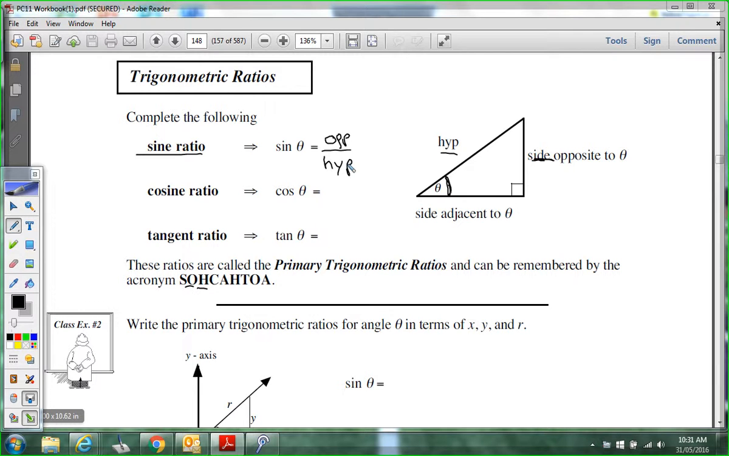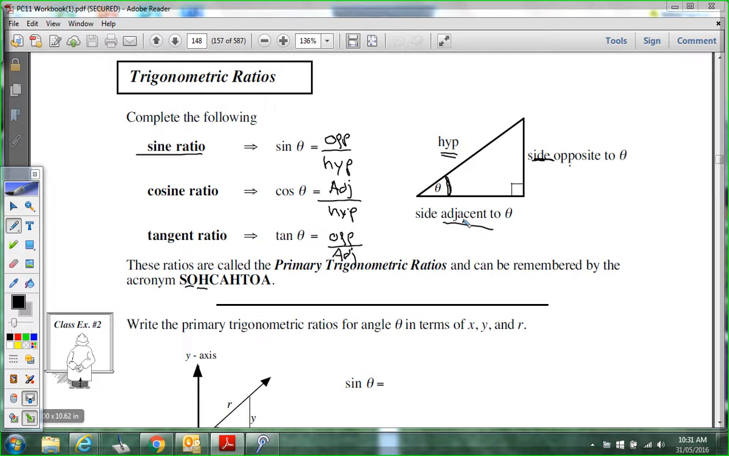So these ones you should already know from Math 10. Cosine is adjacent, so next to, so this side over hypotenuse. And then tangent's opposite over adjacent. Opposite over adjacent. Okay, and that's what SOHCAHTOA stands for. So essentially, an angle in a right triangle, the angle's relationship with opposite over hypotenuse is a relationship of sine.